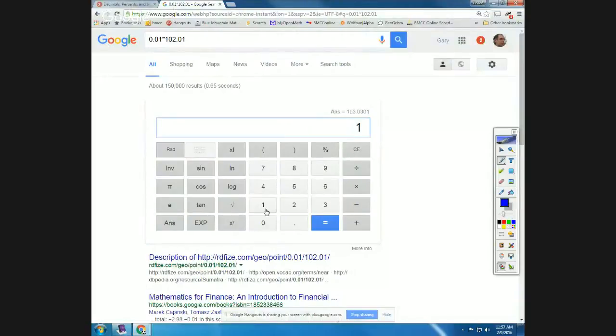So here, $100 times 1.01, there we go, raised to the power 3. Enter, I get the exact same number. So now I have a shortcut. Instead of having to calculate this month by month, I have a formula. And that's the compound interest formula.